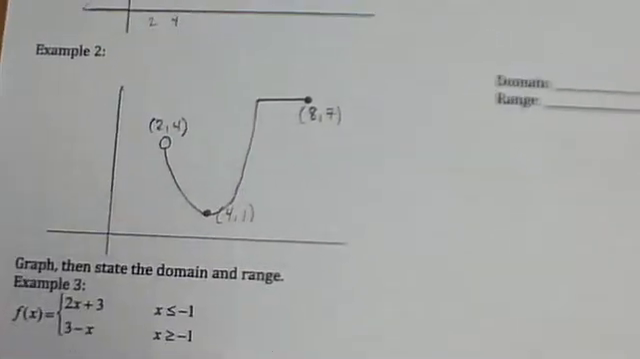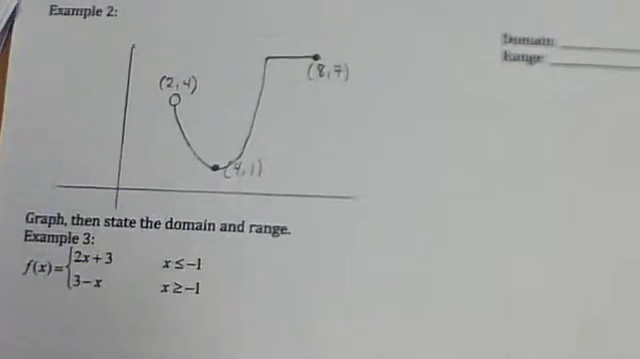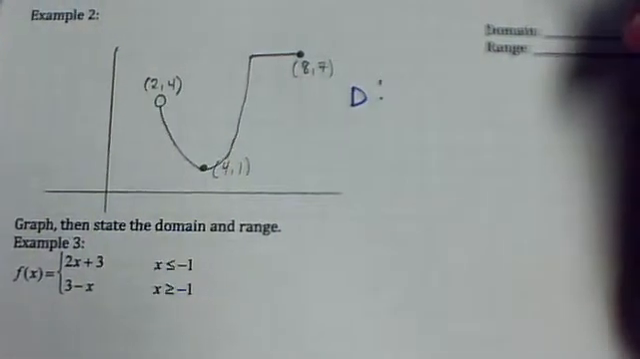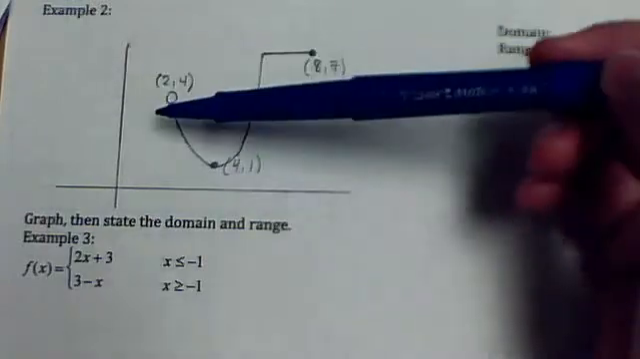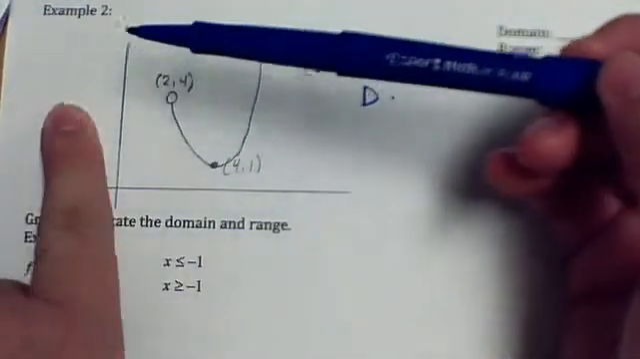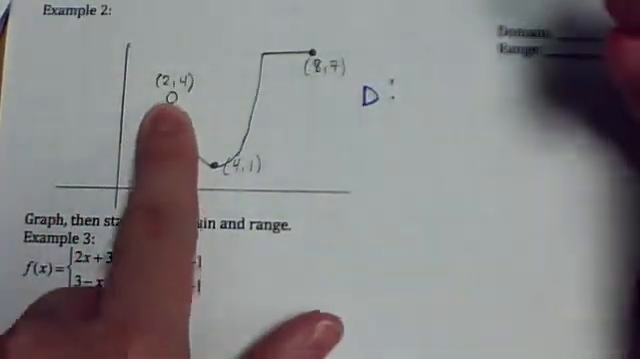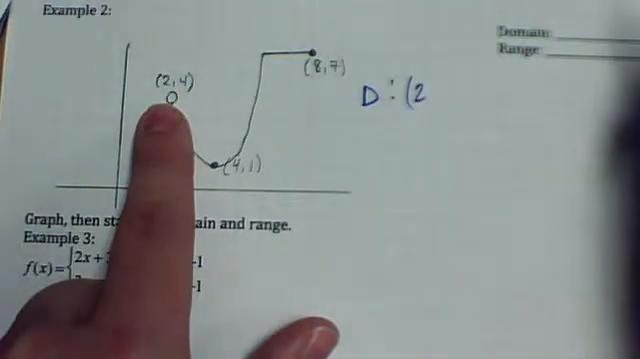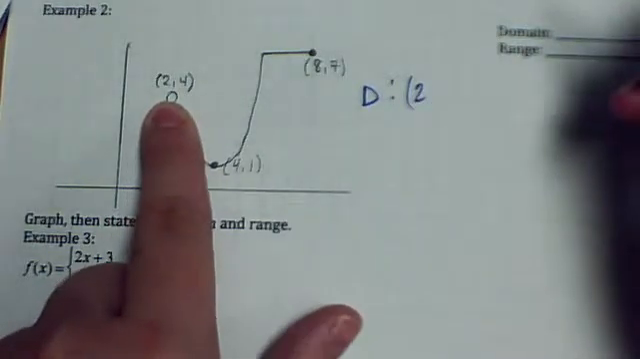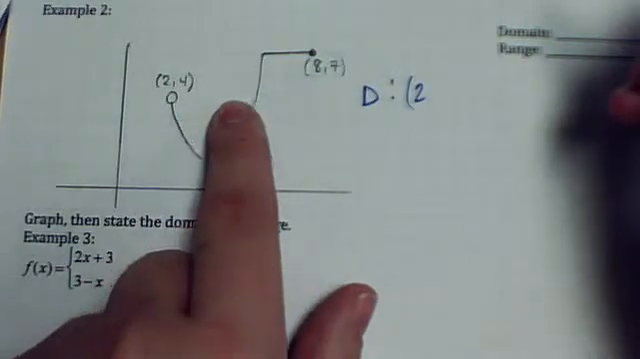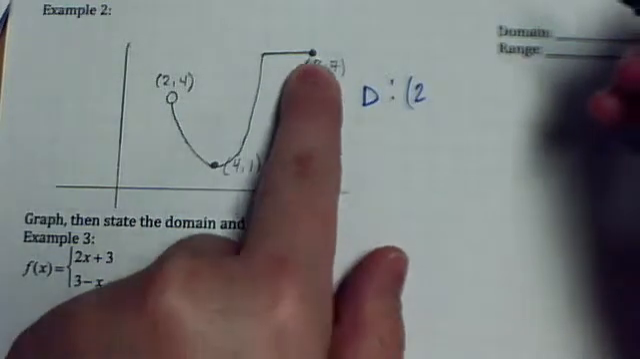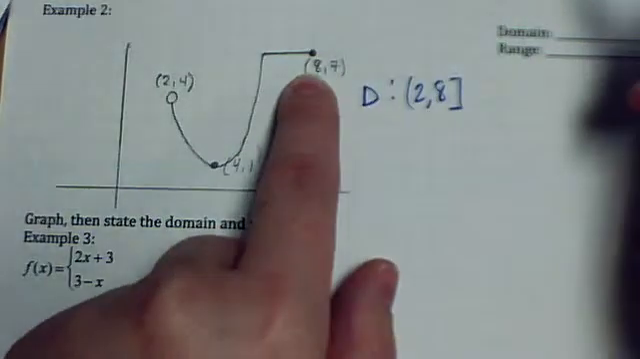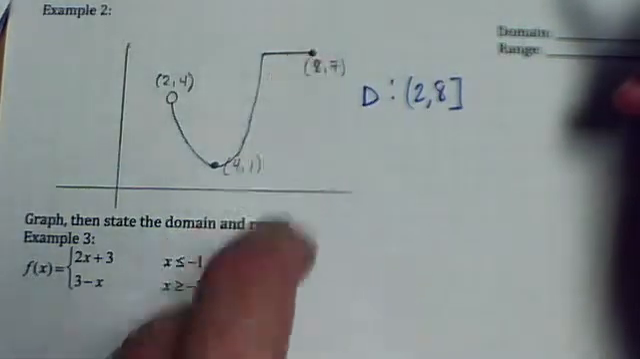Okay, example 2. If we look at this one, again, the x values, I'm reading left to right. There are no arrows pointing that direction, so this is my smallest x value. It's an open circle, so it doesn't include that. I'm going to keep going, no more holes, and it stops up here. Well, this x value is 8, and it does include that. That means it can equal 8 in this function.